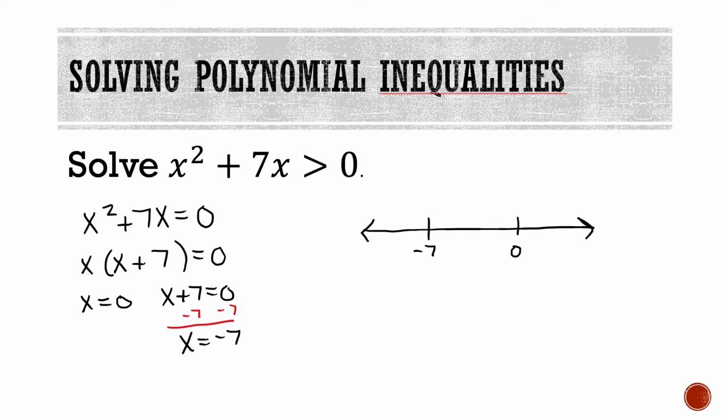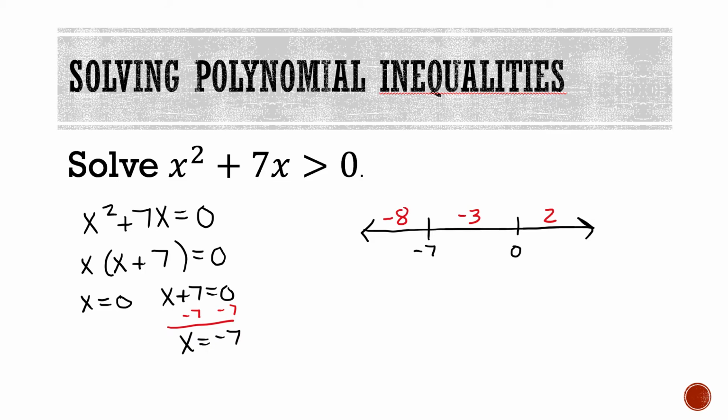So let's pick a test point. I want to pick something that's smaller than -7, so I might go with -8. Between -7 and 0, I'm going to choose -3. And greater than 0, I'm going to choose 2. Again, you pick whatever you want for your test values.